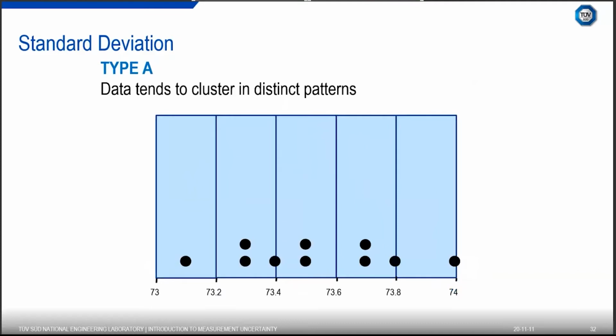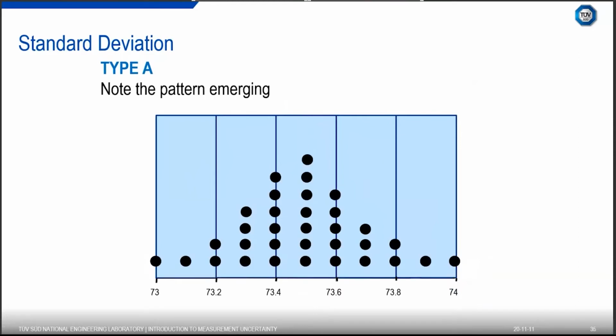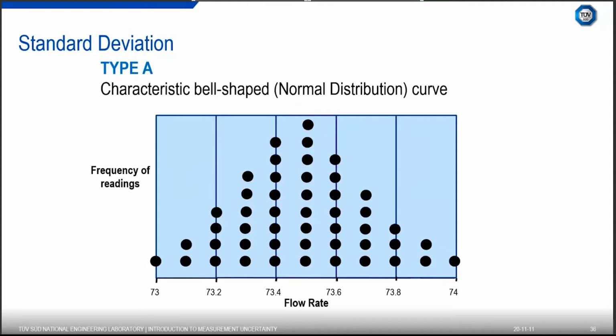So these are our values here. We don't have a lot of data currently, but we know that data tends to cluster in distinct patterns. As we gather more data, you can see a pattern start to emerge. And what you tend to get when you take measurements of a lot of things in life, such as people's weight and people's height, is this characteristic bell-shaped or normal distribution or Gaussian distribution curve, where most of the values are centered around the true value, and then it tails off either end and the frequency decreases.